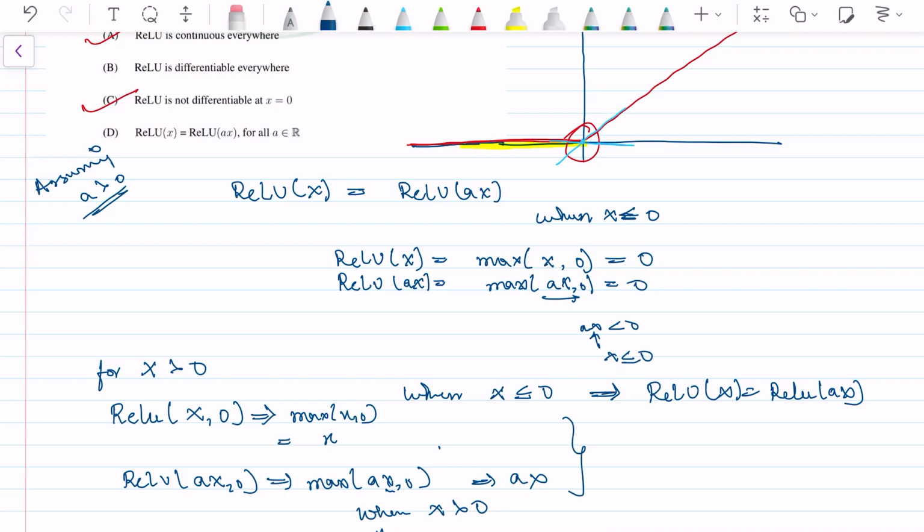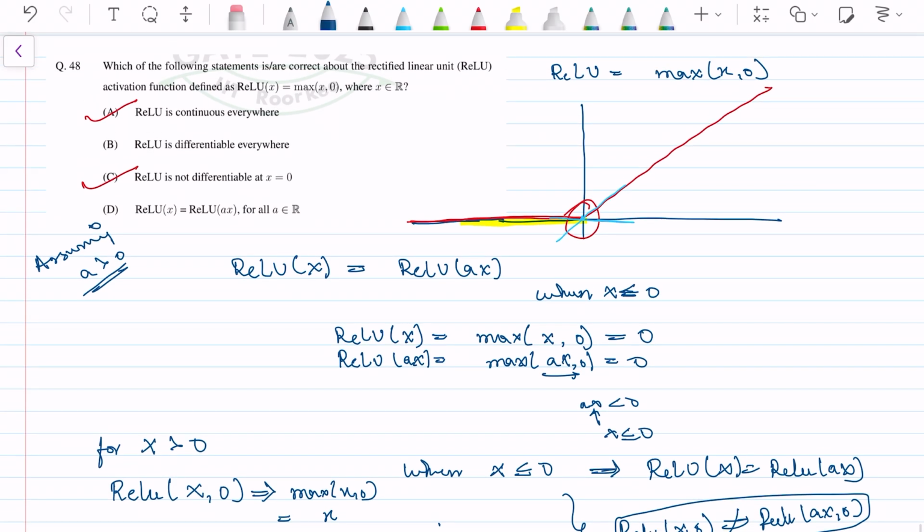So for this particular situation, ReLU of x is not equal to ReLU of ax. So we have got at least one case where this condition does not hold for some value of a. So this particular option is not correct, right? For the entire discussion, I have assumed that a is greater than 0, and I hope you have understood that now only option A and option C are correct options for this question.